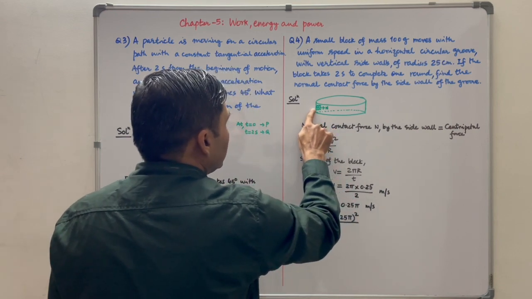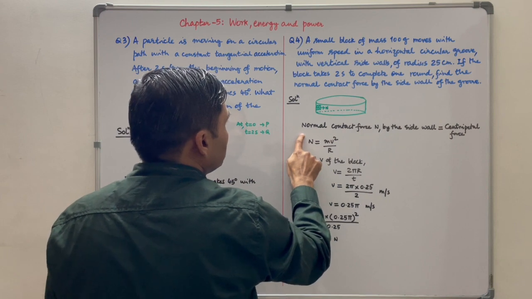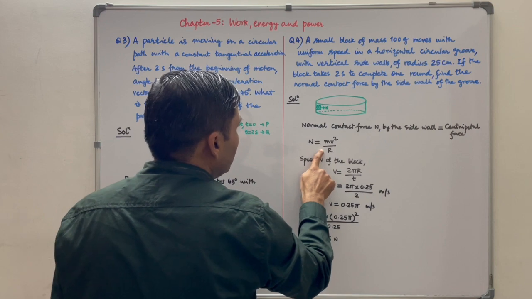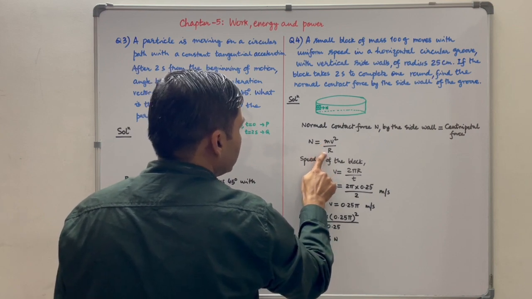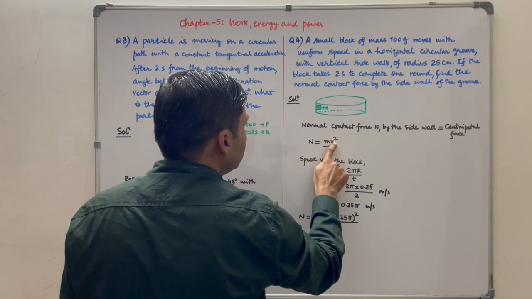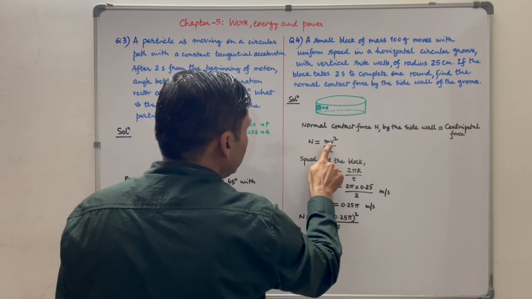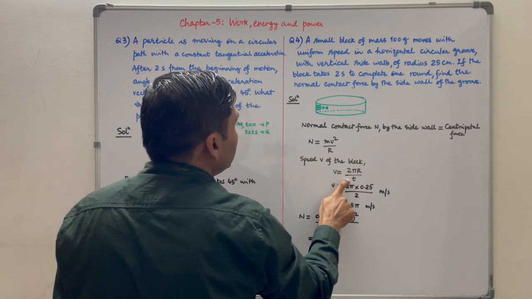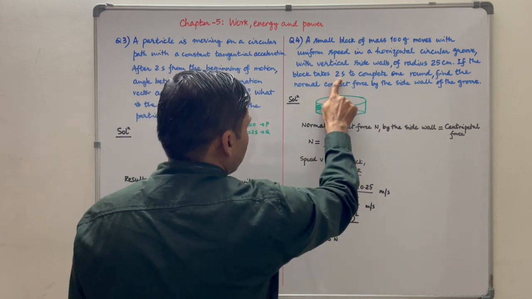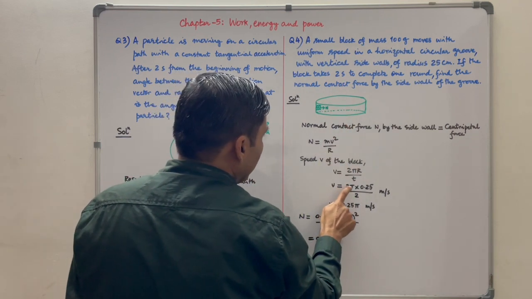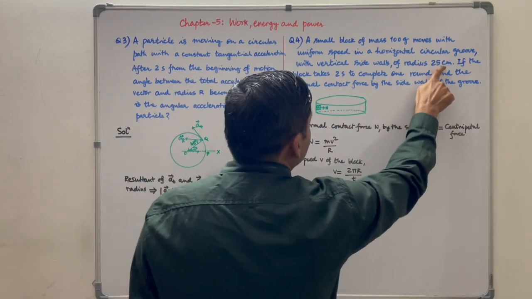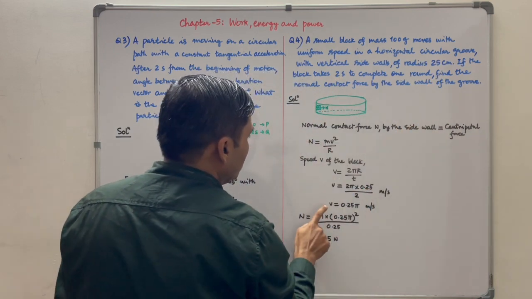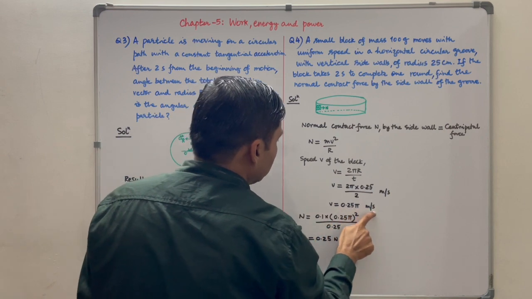So we have to calculate normal reaction applied by the wall, which will be equal to centripetal force, and it is given by mv square by r, where m is the mass of the block, r is radius of the circular path, and v is speed of the block. So speed of the block can be calculated by 2 pi r by t. It is given that it takes 2 seconds to complete one round. So v is equal to 2 pi into r, which is 25 centimeter, that is 0.25 meter, and time is 2 seconds. So v is equal to 0.25 pi meter per second.